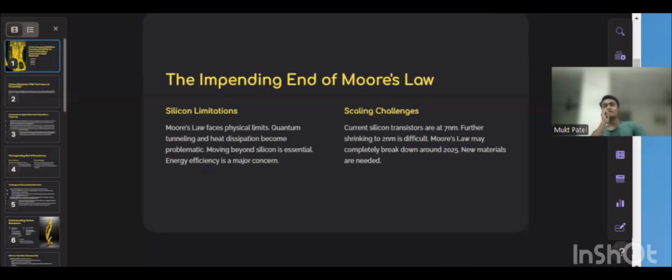Here are the scaling challenges. Current silicon transistors are at 7 nanometer. Further shrinking to 2 nanometer is difficult. Moore's law may completely break down around 2025 because of the breaking of the transistor as it shrinks to 2 nanometer, which is very difficult, and new materials are also needed. So here we move to our next slide.